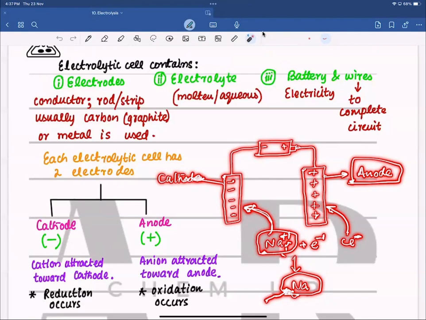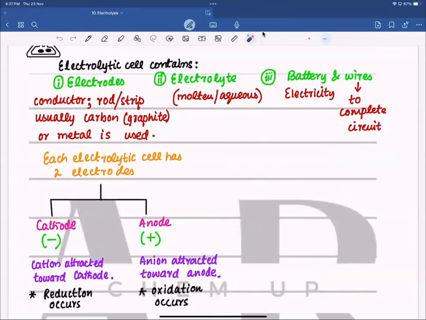Now, when we talk about this chloride ion, it has a negative charge. What does it mean? It has one electron extra. Why are we doing electrolysis to get the elements? Now it's an ion, it's not an element. So it will turn into an element when it loses the electron. It loses the electron to the positively charged plate, and that loss of electron is called oxidation. So at anode, oxidation occurs. Is this understandable to all of you?